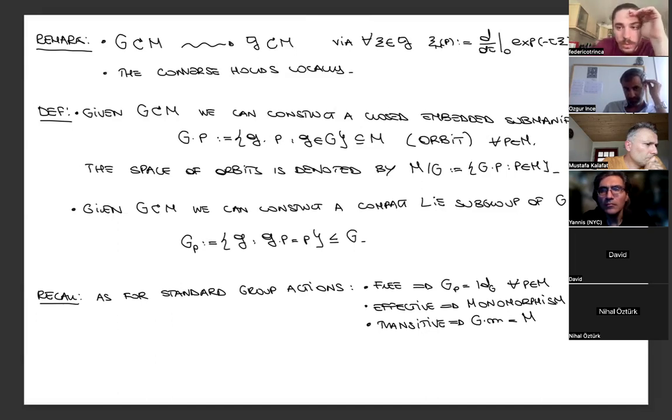Are you all okay and familiar with this? Can I move forward to the main theorems that I want to say about group actions on manifolds?